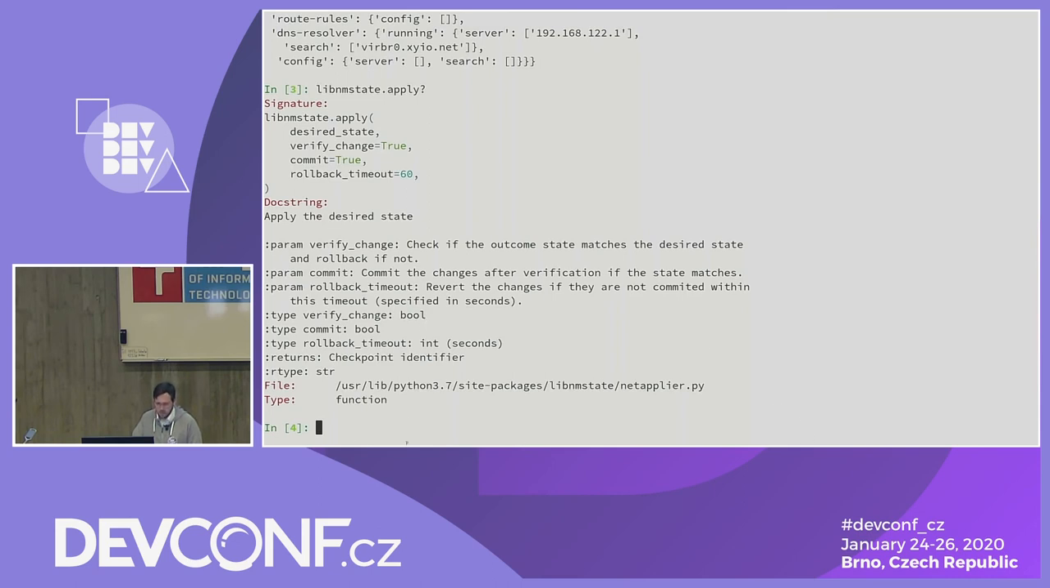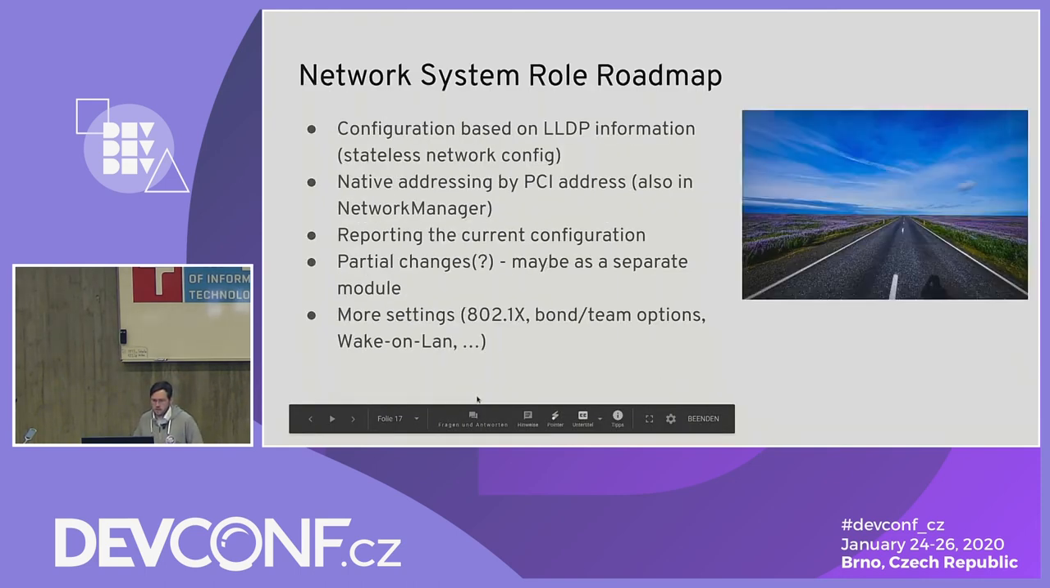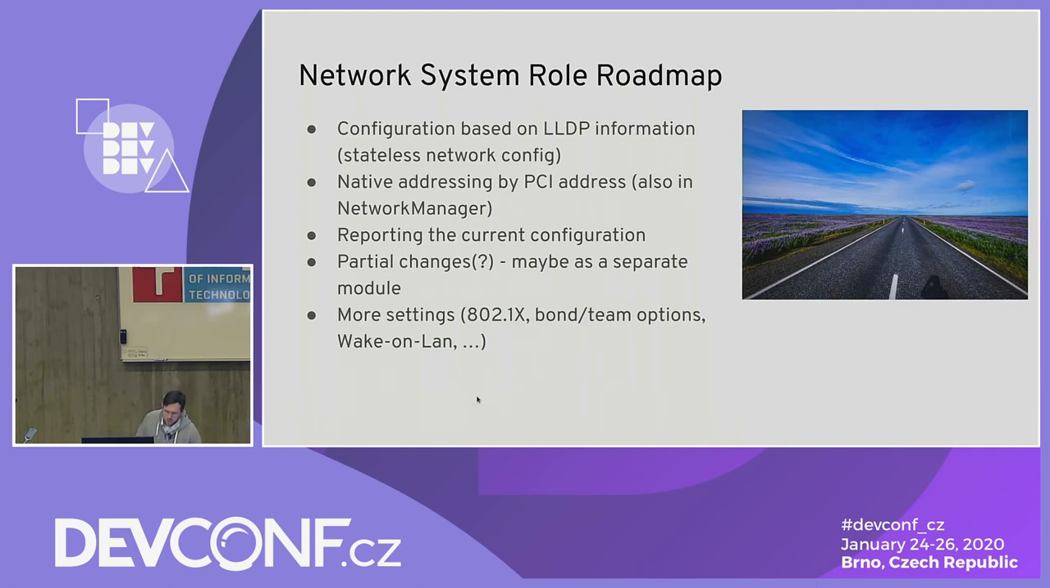And, I'm a little bit over time, so just a very quick look at the roadmap for network system roles. What would also be interesting, and where it would be good that we can have profiles instead of just network configuration, is to allow configuration based on LLDP information. So you could already store a bunch of profiles on the system, and then, for example, in case you see multiple interfaces providing the same VLAN interface based on LLDP, we will automatically create a bond interface for this, make the PCI address more native, and of course, always add more settings, maybe also add reporting.